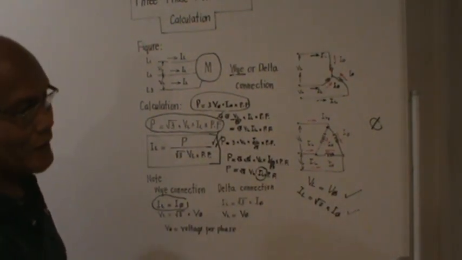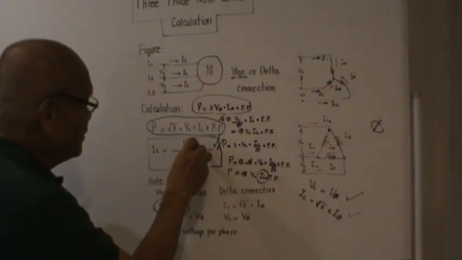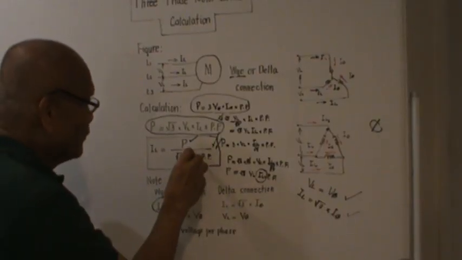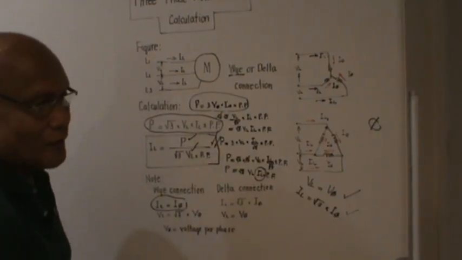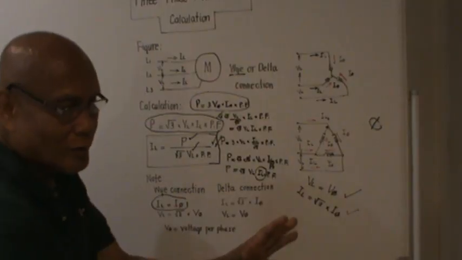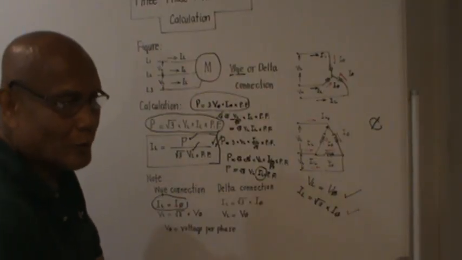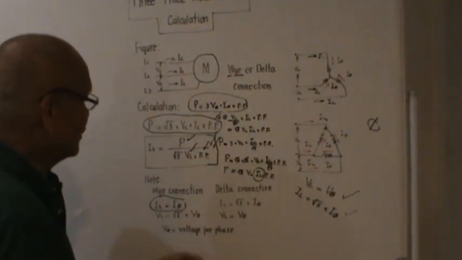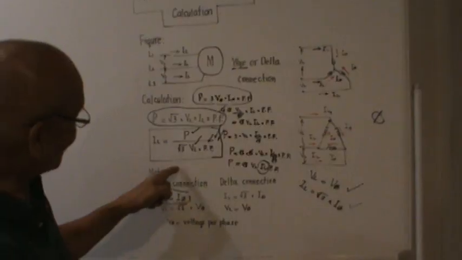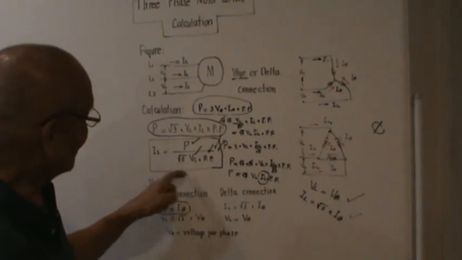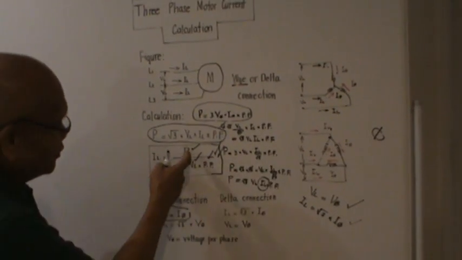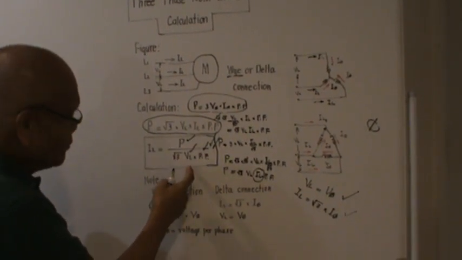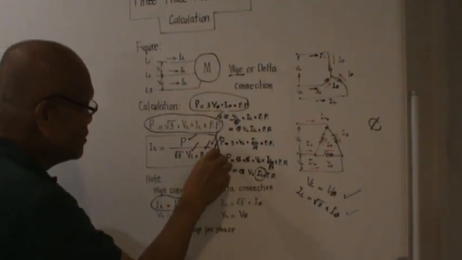So if you are given a motor in which the true power is given, you are given the line-to-line voltage rating of the motor, and if the power factor of that motor is not given, you could assume 80% or 85%. But if it is given, use the given power factor. By using this formula, the line current will be the total true power over square root of 3 times voltage line to line times power factor. This is in amperes.